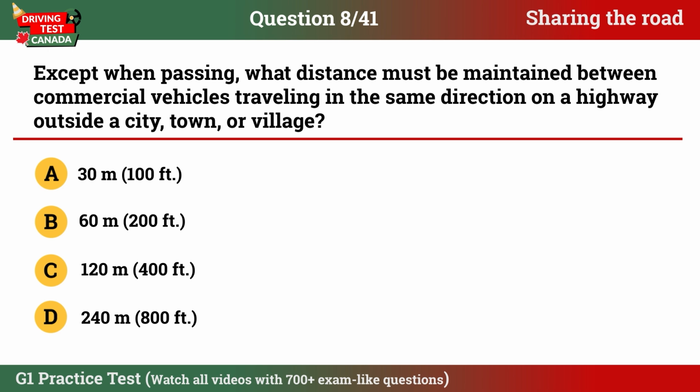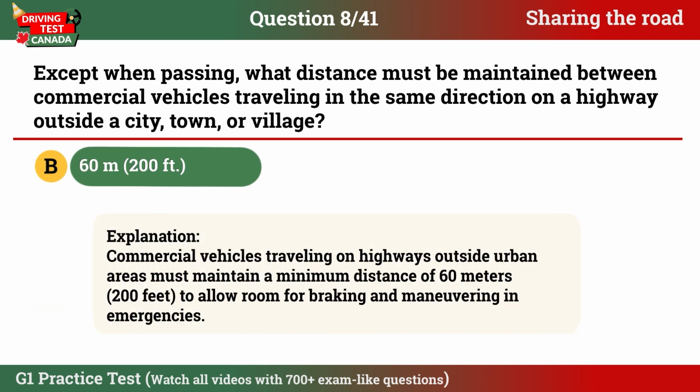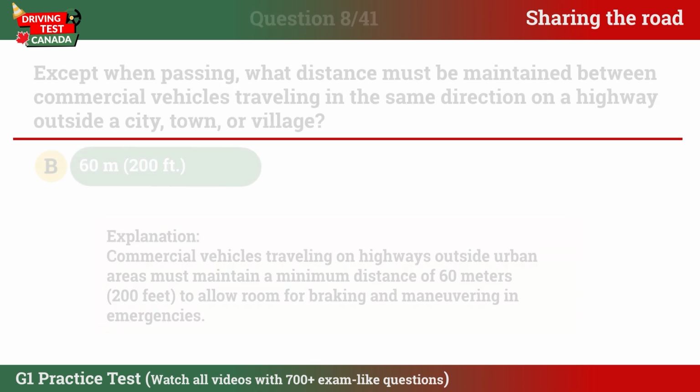The correct answer is B. 60 meters, 200 feet. Explanation. Commercial vehicles traveling on highways outside urban areas must maintain a minimum distance of 60 meters, 200 feet, to allow room for braking and maneuvering in emergencies.